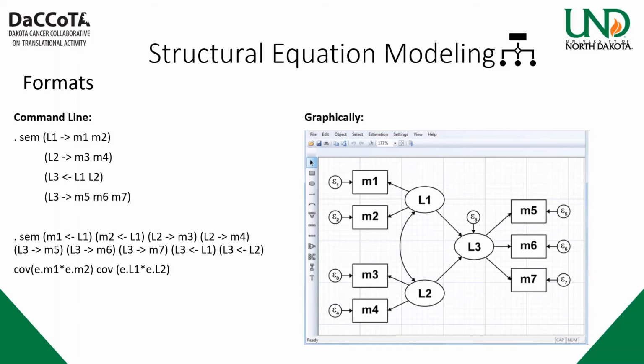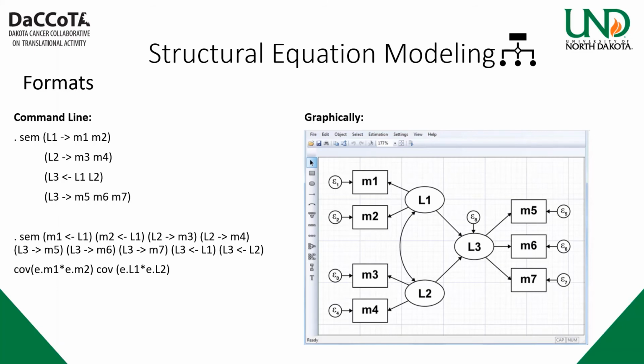There are two different formats you can use to create structural equation models in Stata. The first one is a command line where you just type it in manually, but you can also do it graphically. These two are showing the same thing here. We can see you can build your observed variables, your latent variables, your interactions, like the double-sided arrow, the path arrow.